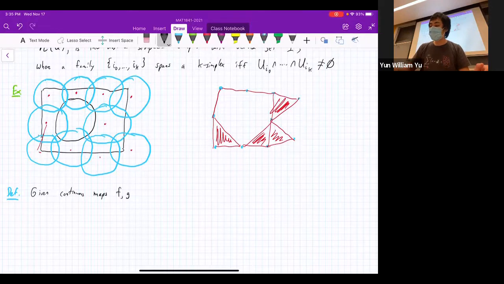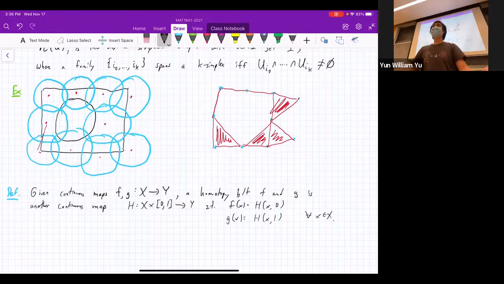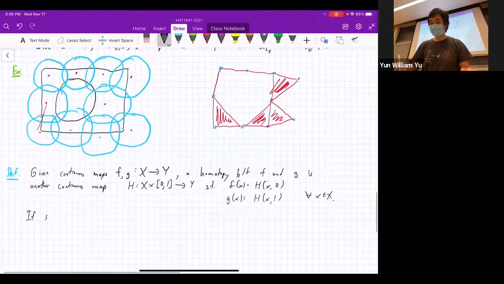So if we're given continuous maps f and g between X and Y, then a homotopy between f and g is another continuous map that continuously deforms between the two. So this map h is from X cross the interval [0,1] to Y, such that f(x) is equal to h(x, 0), and g(x) is equal to h(x, 1) for all x in X. Okay, so our h is just a continuous transformation of our map f to our map g. If such a map h exists, then we say f is homotopic to g.